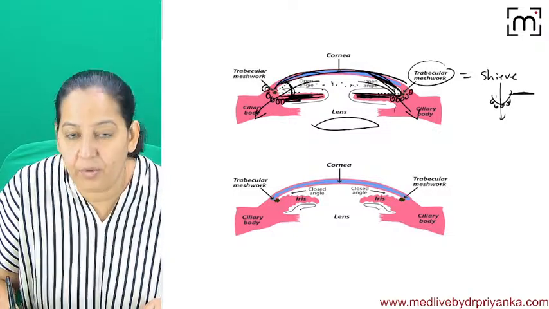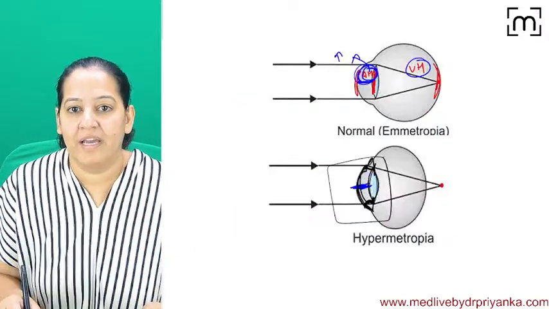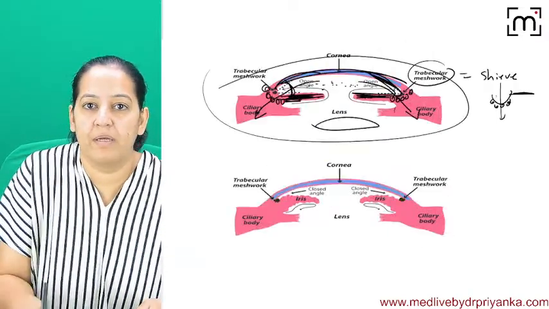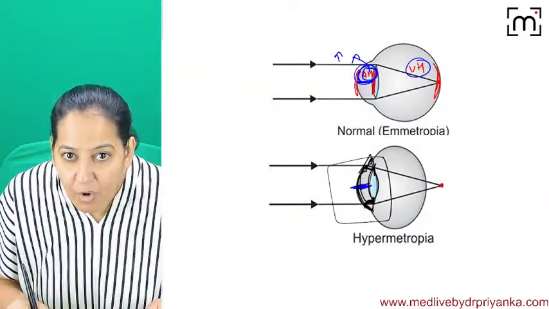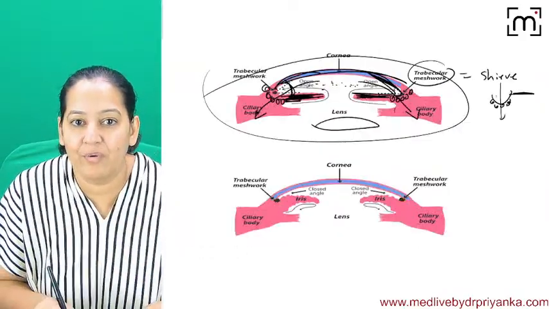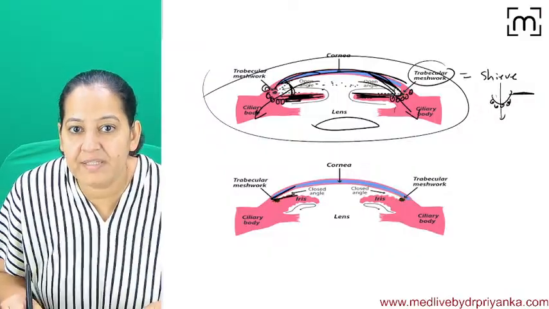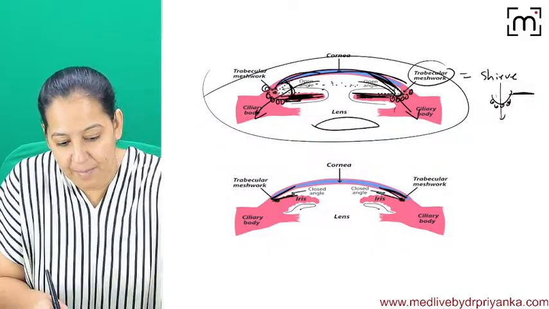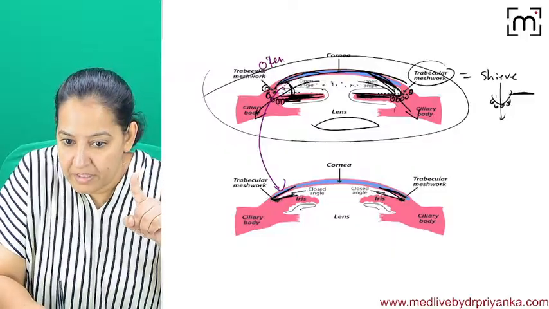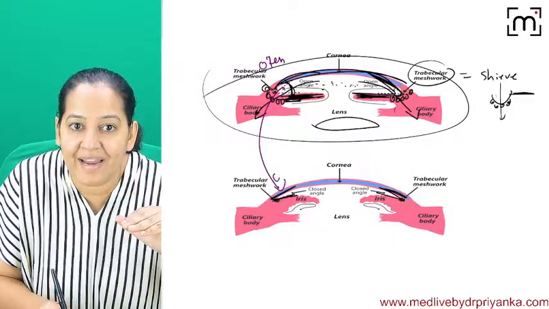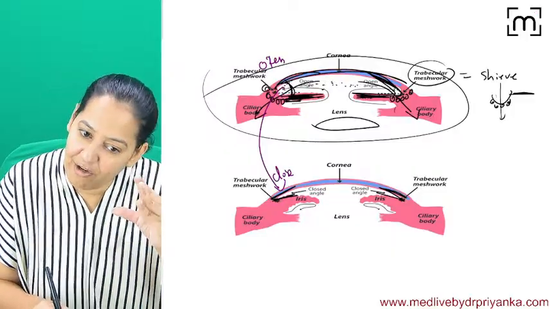Now, the eyeball is normal here. This one is normal. Now see the second diagram. Here the eyeball becomes small, so this angle also becomes small and narrow. Can you see this angle? Appreciate this angle and compare it with the above. Here the angle is open, so the trabecular meshwork is open. Here the angle gets closed, so the trabecular meshwork gets closed.